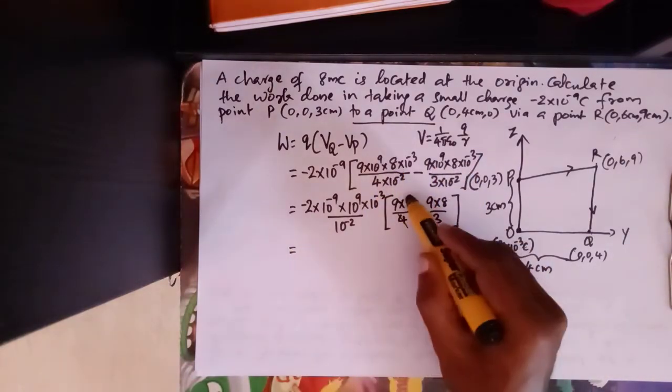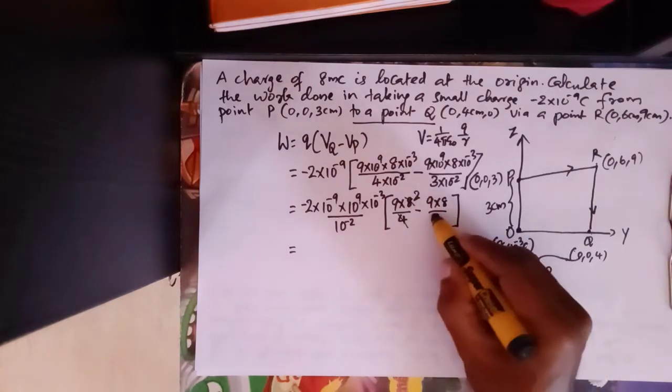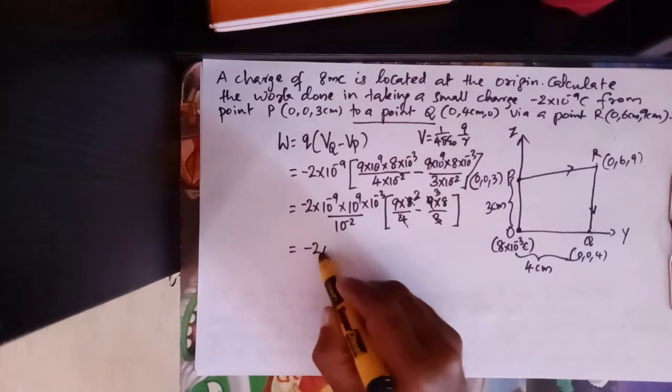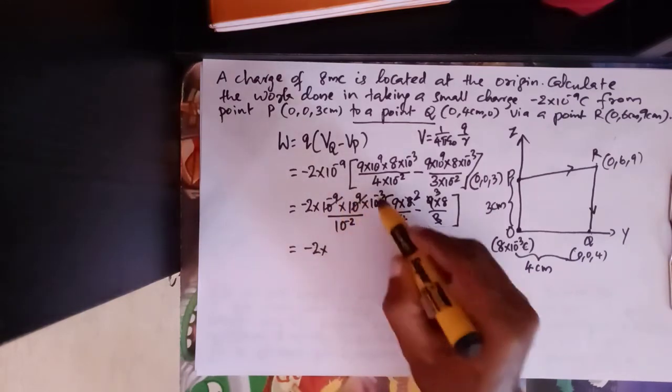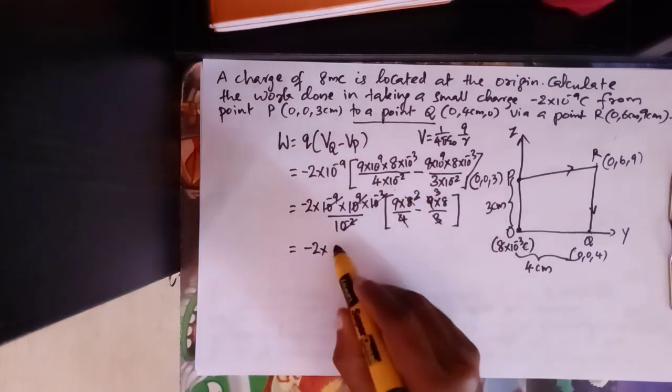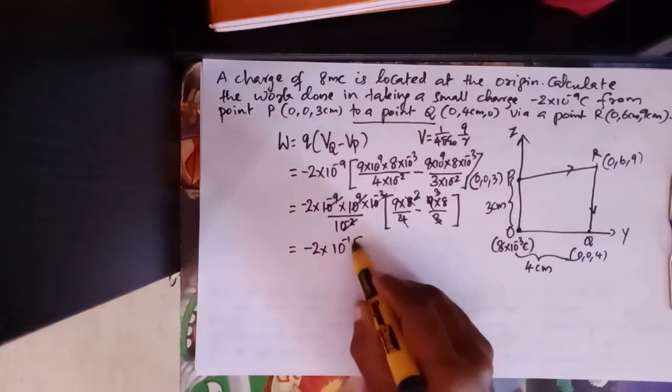What is 4 by 8? It is 2. Here we have 3. So we can simplify this. Minus 2 into, these two cancel. So this also we can cut. We have 10 raised to minus 1 left. So minus 2 into 10 raised to minus 1.